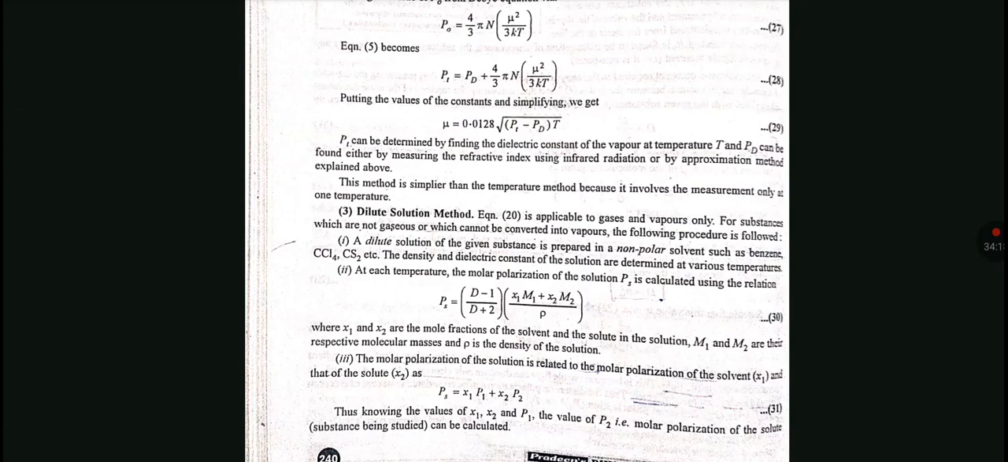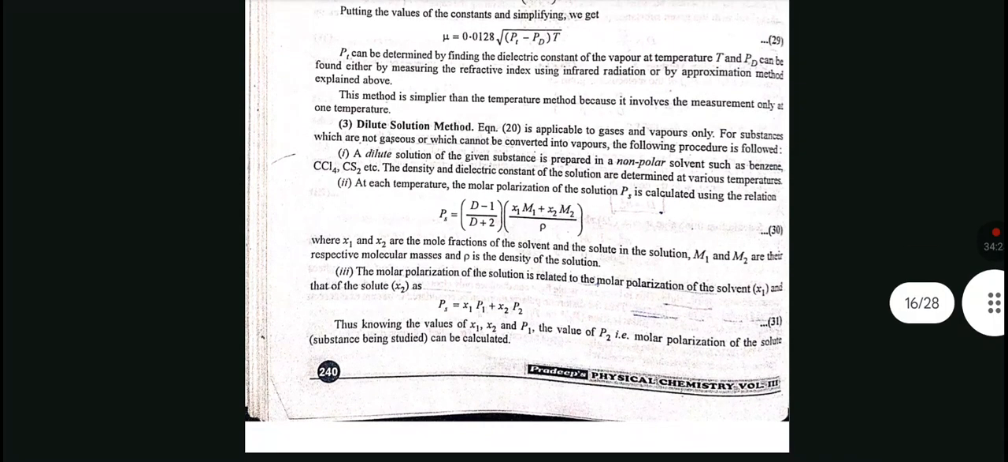PT can be determined by finding the dielectric constant at a temperature, and Pd can be found by the refraction approximation method. This method is simplified, needing measurement at only one temperature. The dilute solution method is used for substances which are not gases or cannot be converted into vapors, whereas the earlier equation applies to gases and vapors only. The following procedure is followed.